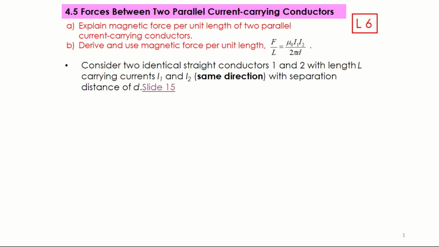4.5 Forces between two parallel current carrying conductors. Learning outcomes. A. Explain magnetic force per unit length of two parallel current carrying conductors. And B. Derive and use magnetic force per unit length F per L equals mu naught I1 I2 divided by 2 pi D.